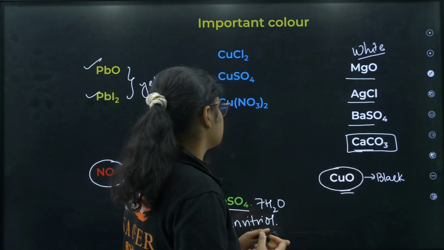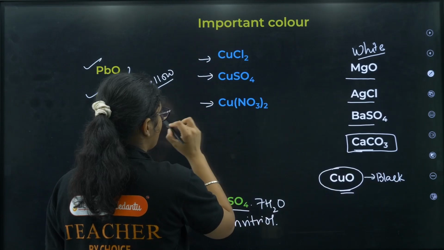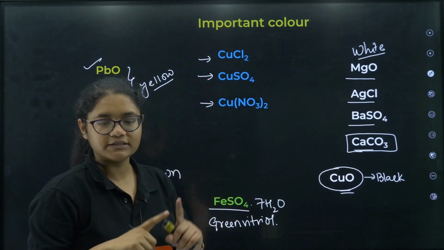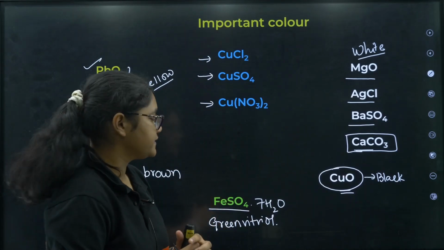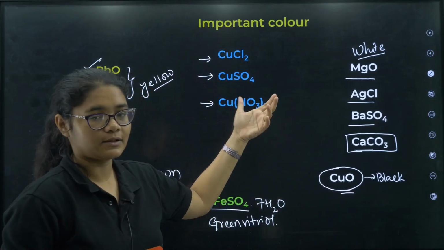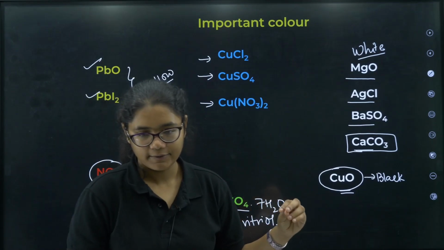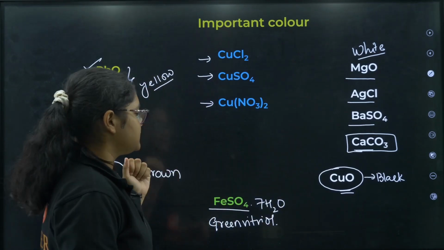Next, blue color compounds are also widely used: copper chloride, copper sulfate and copper nitrate. Except copper oxide and copper sulfide, most of the copper compounds are blue in color: copper chloride, copper sulfate and copper nitrate. Okay, fine, this is done.